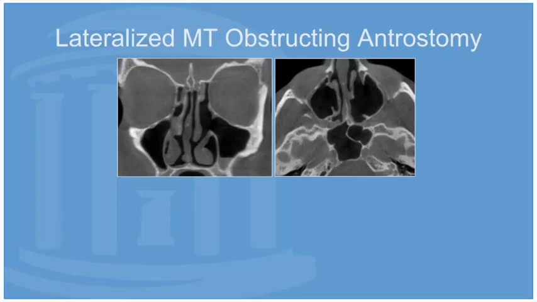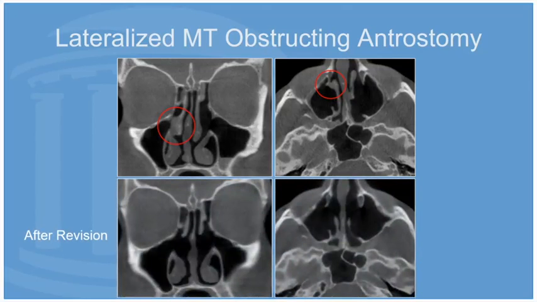Here's one additional example in a patient who underwent bilateral maxillary antrostomies. The patient was having recurrent symptoms on the right, and their CT showed the head of the middle turbinate displaced laterally into the antrostomy and obstructing the opening of the middle meatus. This patient also underwent revision surgery, which included partial middle turbinectomies with reestablished patency of the right antrostomy and middle meatus.